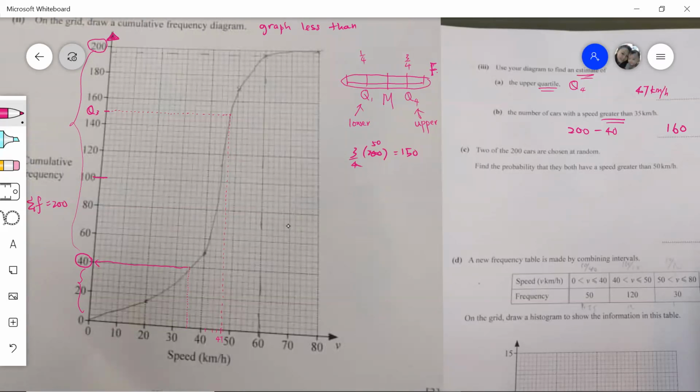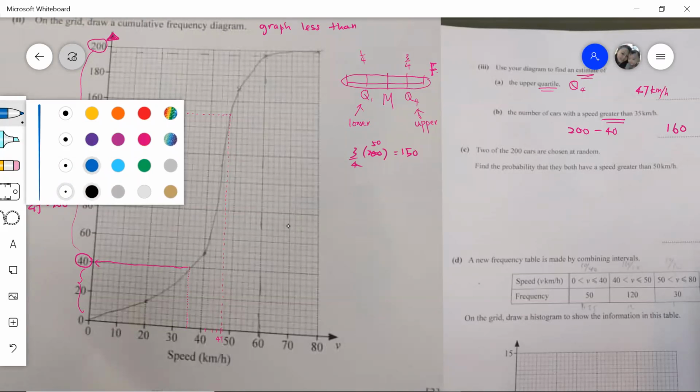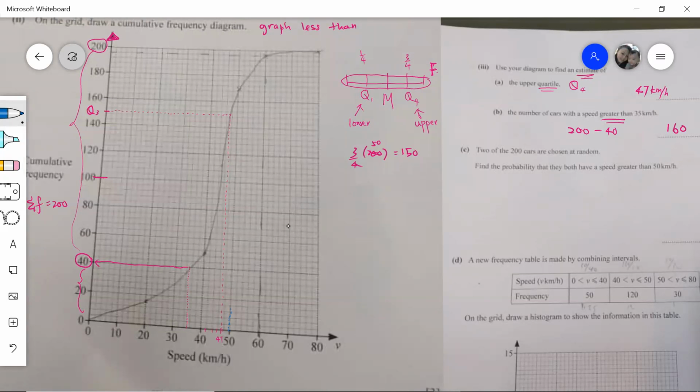Okay. Now, 2 of the 200 cars are chosen at random. So this is probability. Find the probability that they both have a speed greater than 50 kilometers per hour. So let's look for greater than 50 kilometers per hour, which is over here. So let's look at the number that drive greater than 50 kilometers per hour.